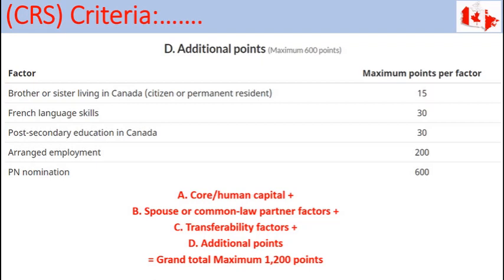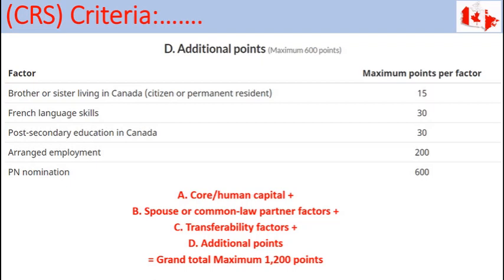Once you get the nomination letter, you get 600 points also. So with that 600 points, add to your CRS score. So once you get a provincial nominee nomination, then in the next coming draws, you get an ITA also. That's for sure. So now let's add it all together.